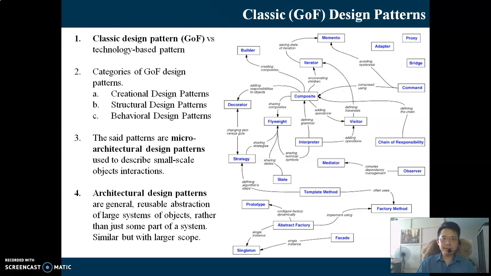So there are many design patterns. In the following lectures, we'll be looking at the following categories. Despite the number of patterns, they all fall under the three major design pattern categories, which are creational, structural, and behavioral. All these are micro-architectural design patterns.